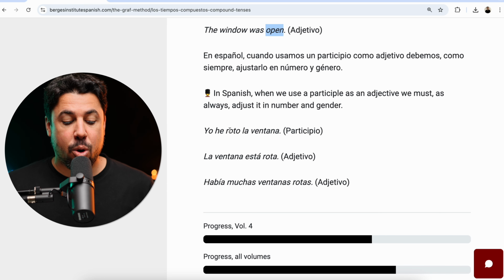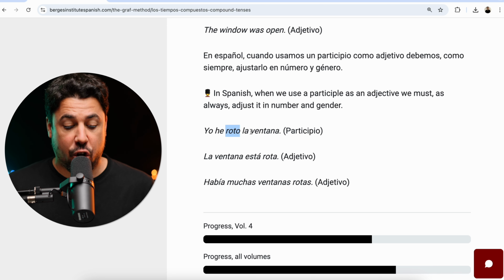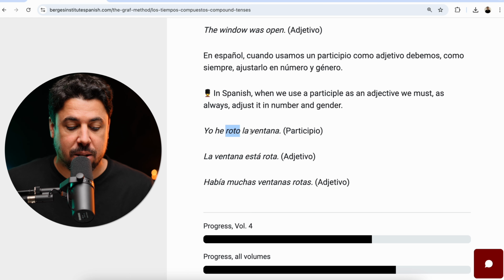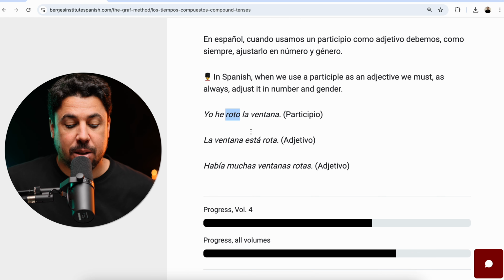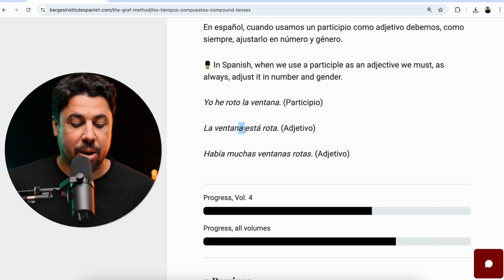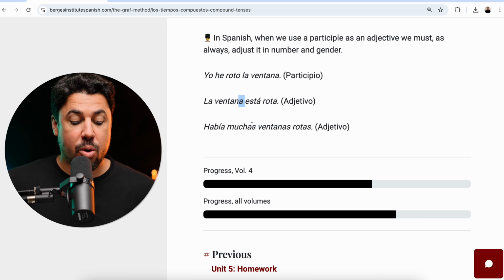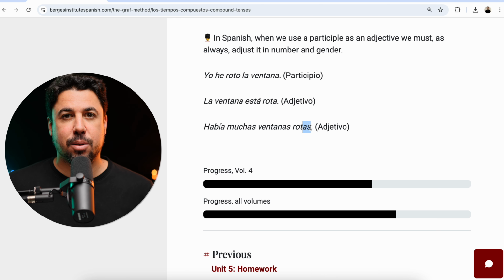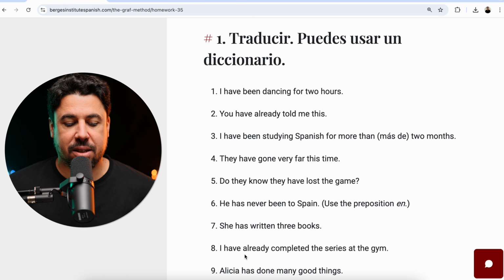So, I have broken the window. Yo he roto la ventana. We are using roto from romper, that's an irregular participle. We are using it as a participle. But the window is broken. La ventana está rota. We match it with ventana, which is feminine. And there were many broken windows. Había muchas ventanas rotas. So let's do some exercises together.